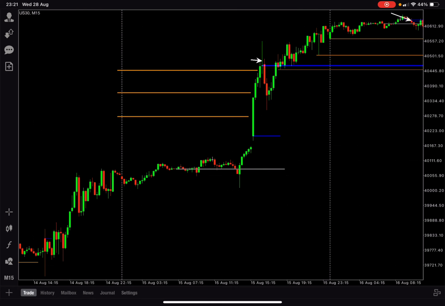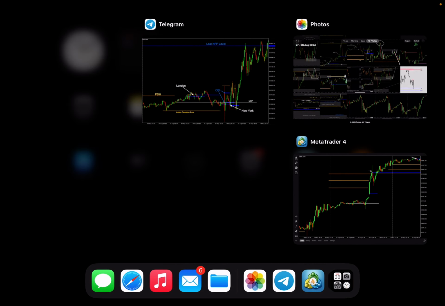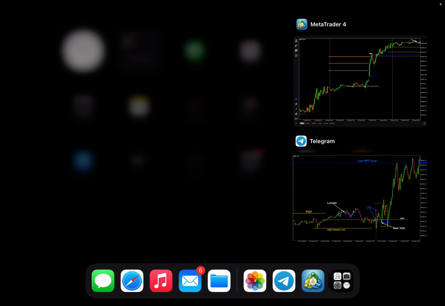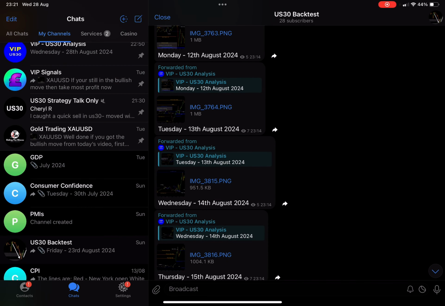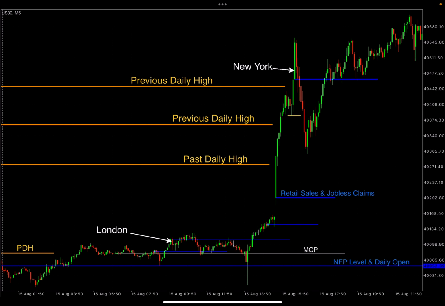Recapping 15th of August 2024. So, what do we have for this day? Let's go for the trade templates, not that one. That's my pictures. There we are. So, 15th of August, what do we have? Retail sales and jobless claim news. And look at that retest of the non-farm payroll level. So, that is the daily opening price and the non-farm payroll level. And you can see how that was done within the London session.